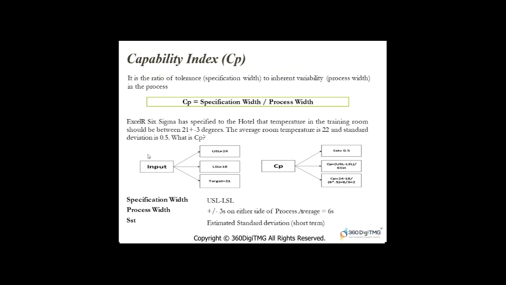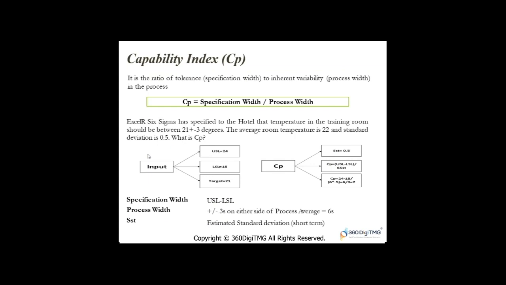How do you calculate CP? CP is equal to specification width divided by process width. What is specification width? It is upper specification limit minus lower specification limit. What is the process width? Normally, for a repeated process, you keep the control limits as plus or minus 3 standard deviation, and that is your process width. But it's automatically statistically calculated based on the data that you input.